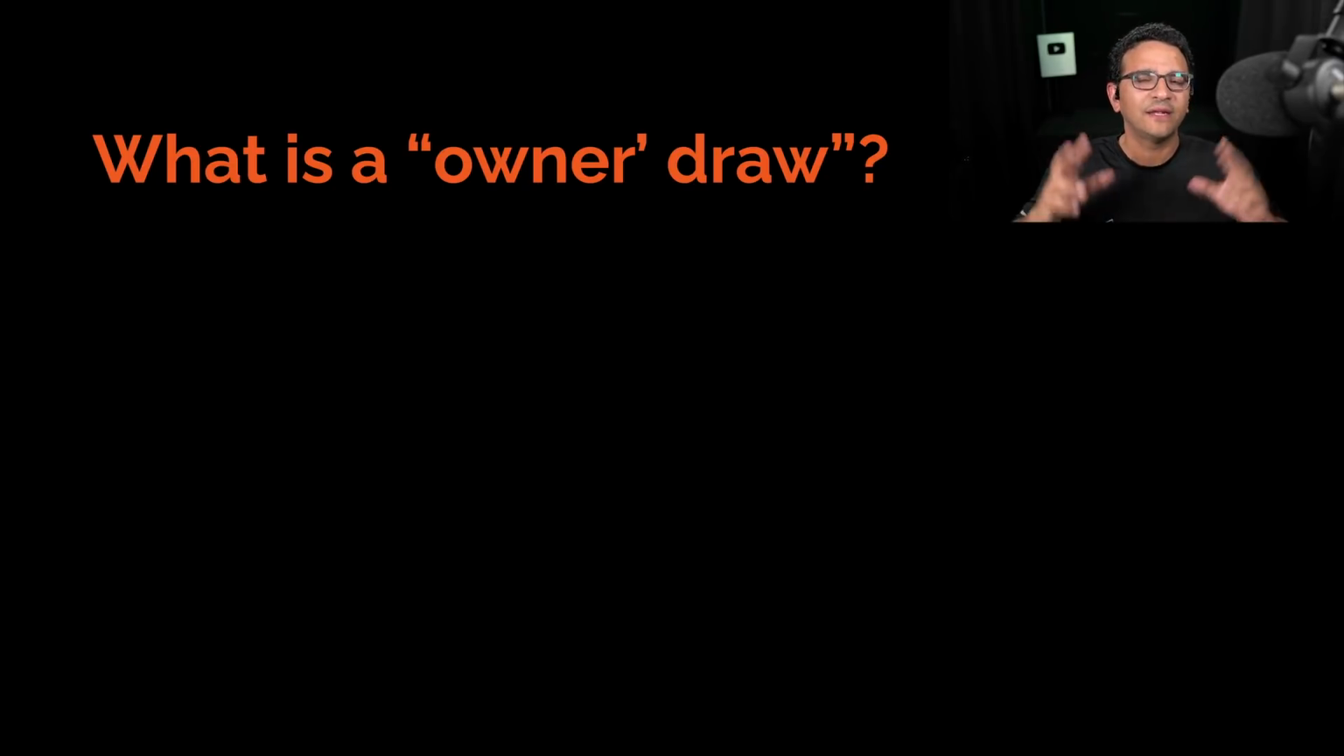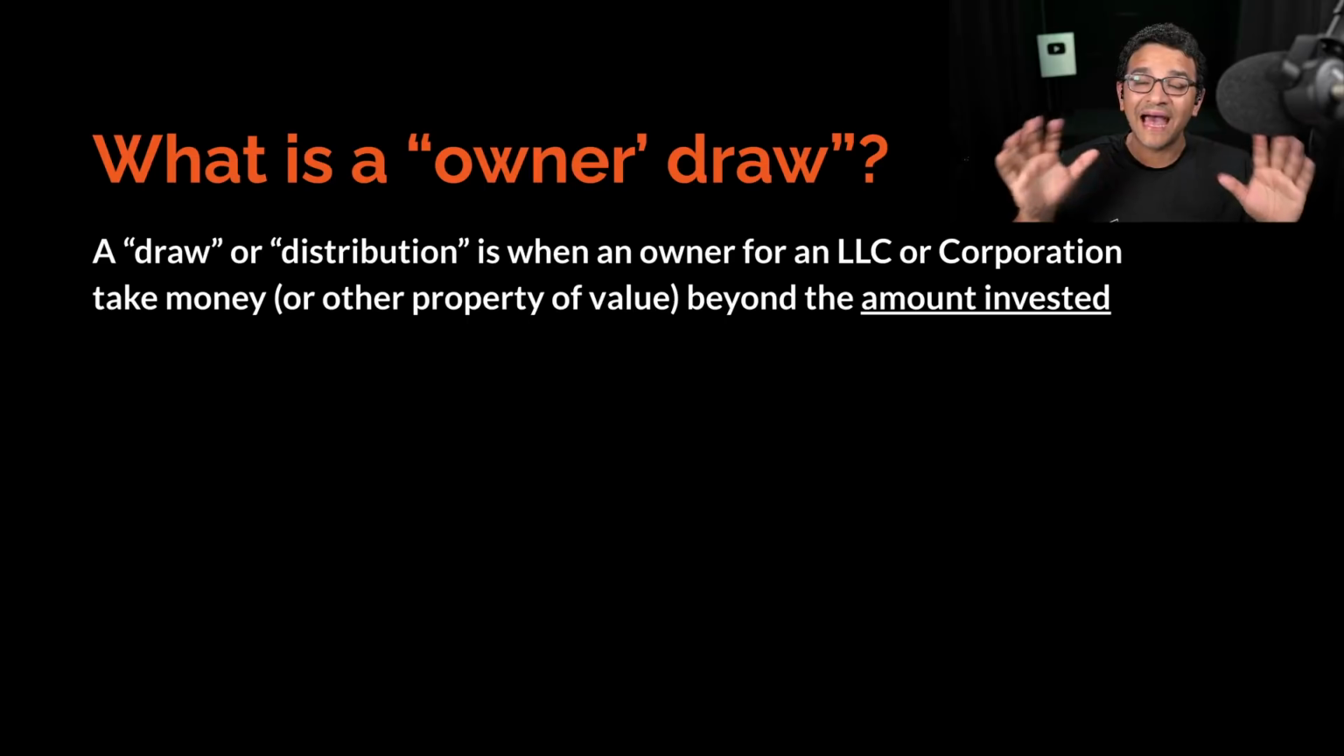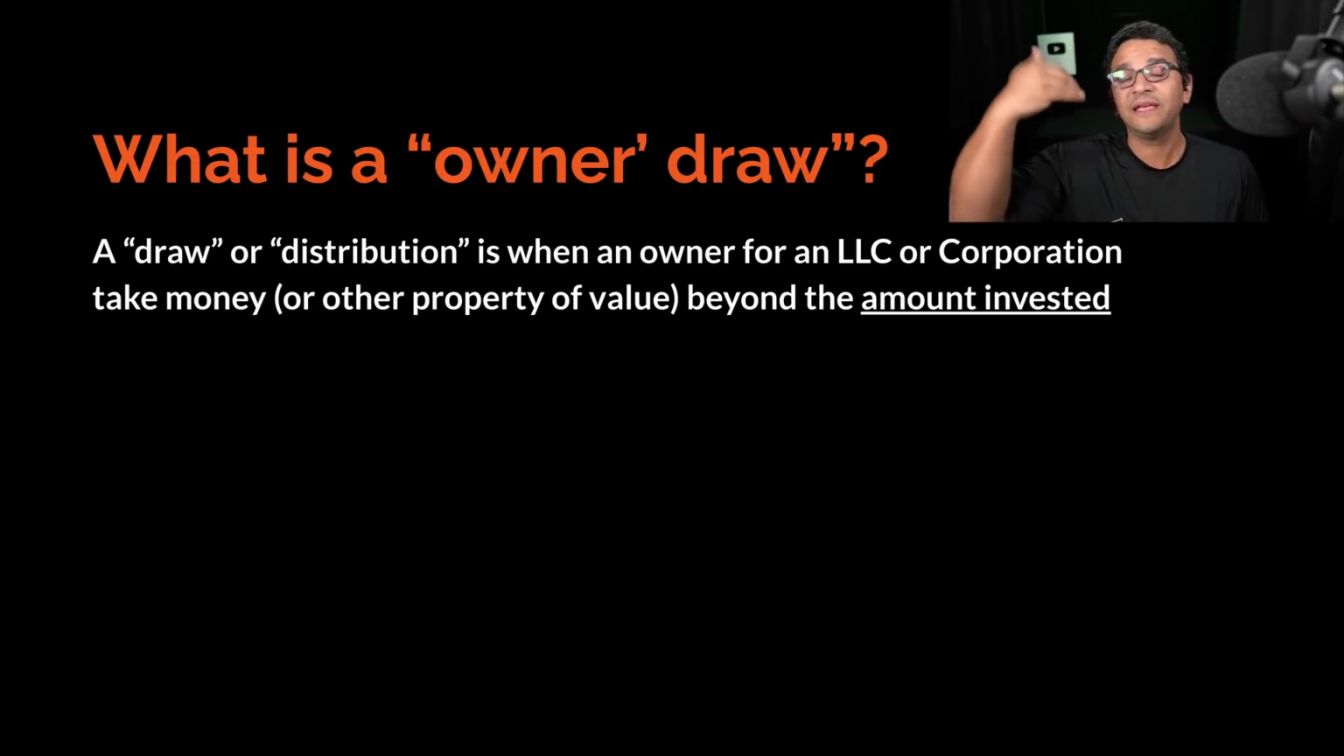Now, what exactly is an owner's draw? I'm just going to simplify this. An owner's draw or a distribution is when the owner of an LLC just takes money out of the LLC and puts it in their personal bank account. Maybe they write themselves a check, no tax withholdings, just a straight check. Maybe they take cash out of the business. Maybe they distribute value from the business, like they take a business asset and make it their own. That is called a distribution. And it's only called a distribution when it's above and beyond the amount of the initial investment.